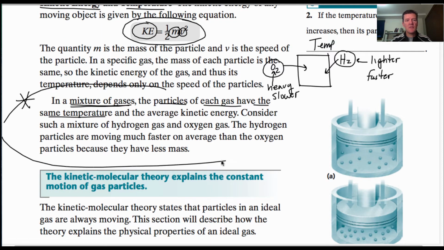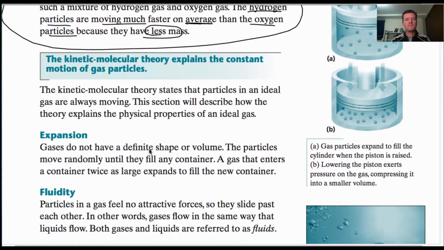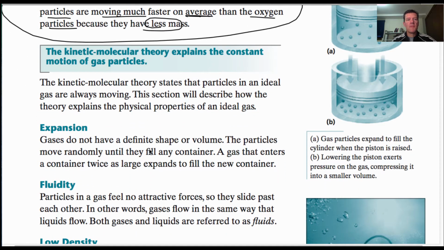If you want to read this paragraph, that is explained right there, talking about how the hydrogen particles are moving much faster on average than the oxygen particles because they have less mass, in order to be at the same temperature and have the same kinetic energy. Okay. So this kinetic molecular theory explains the constant motion of gas particles. Remember, the particles are always moving, even liquid and solid particles, as we'll see in a little bit. All right.